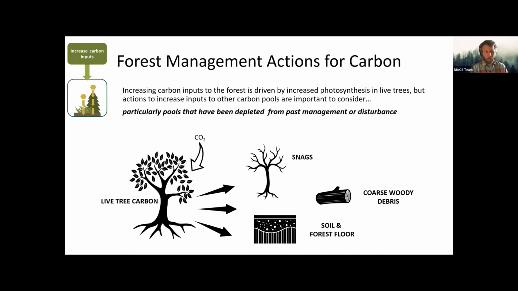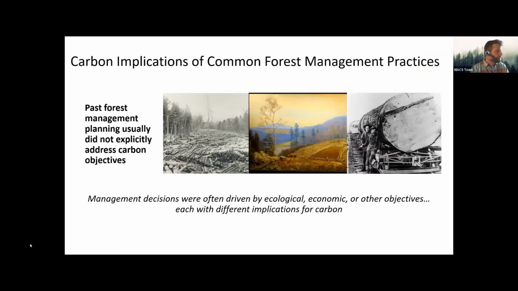How do we enhance inputs to other carbon pools such as snags and coarse woody debris and soils? These all add up to being the total ecosystem carbon. And so it's important to be thinking about those as well. And we'll have a number of examples. We'll be spending a bit of time to highlight how we can be thinking about these various carbon inputs to the system through different actions.